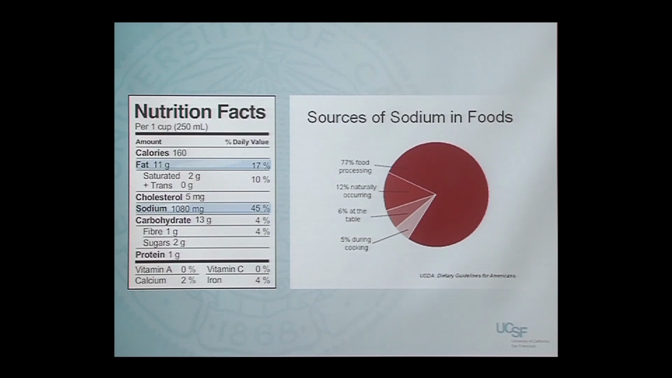And then you've got to learn how to read labels. So this is from a can of soup. For 1 cup, 1,080 milligrams of sodium. So you've taken about half your daily intake with just 1 small can of soup. So that's what I mean by packaged foods.